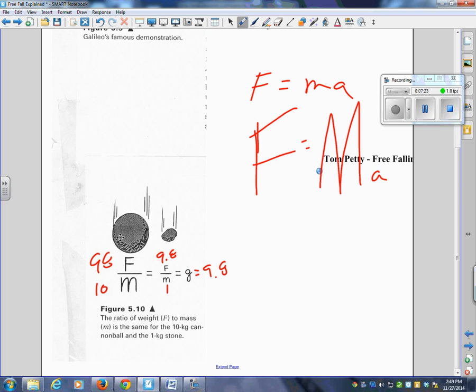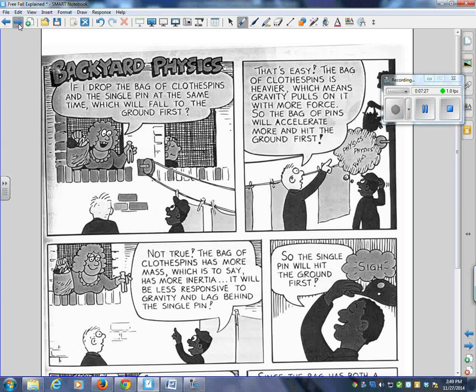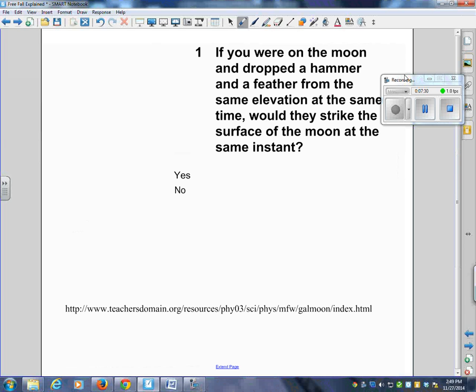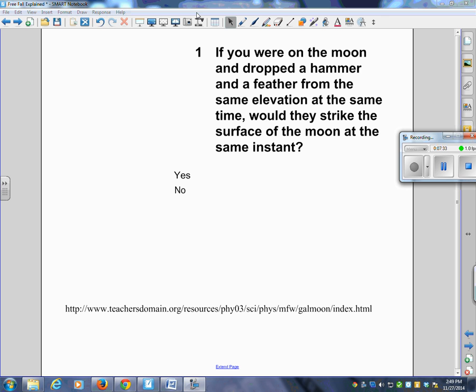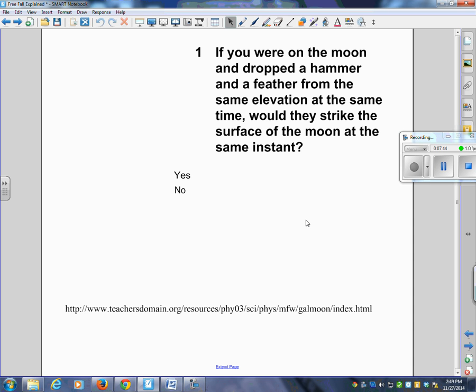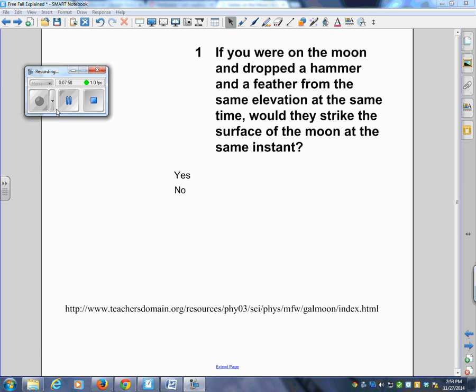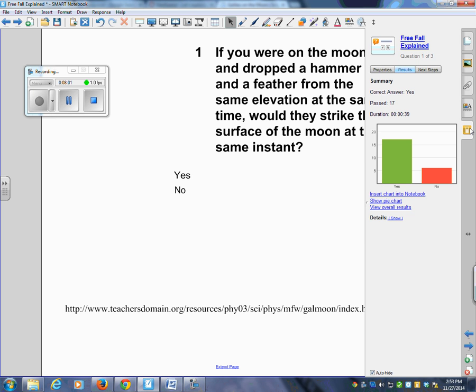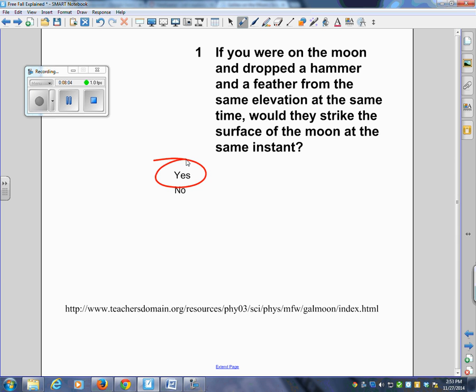So my question to you is, if you were on the moon and dropped a hammer and a feather from the same height at the same time, would they strike the surface of the moon at the same instant? Because they sure wouldn't here on Earth, would they? Would they hit the ground at the same time? Yes, they would. How come? Because there's no air resistance.